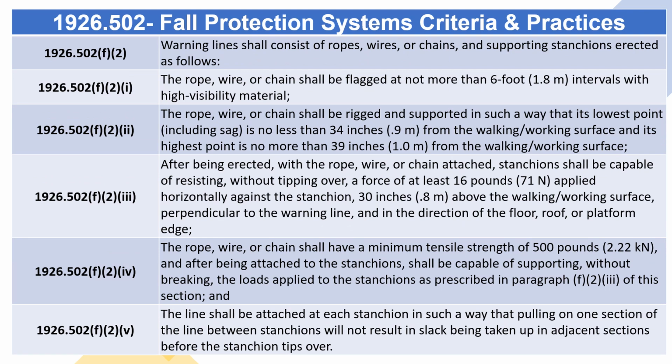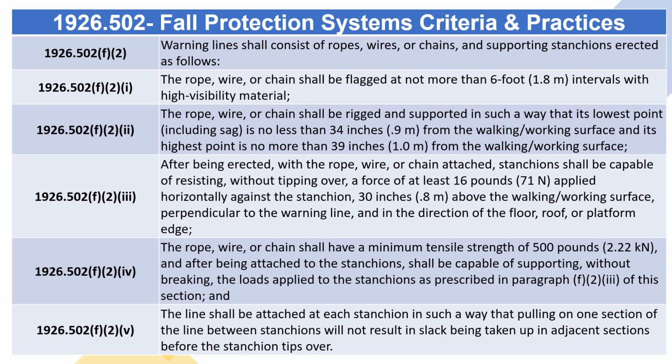1926.502(f)(2) The warning line shall consist of ropes, wires, or chains, and supporting stanchions erected as follows. 1926.502(f)(2)(i) through (f)(2)(v). The rope, wire, or chain shall be flagged at not more than 6-foot (1.8 m) intervals with high visibility material. The rope, wire, or chain shall be rigged and supported in such a way that its lowest point, including sag, is no less than 34 inches (0.9 m) from the walking/working surface, and its highest point is no more than 39 inches (1 meter) from the walking/working surface.